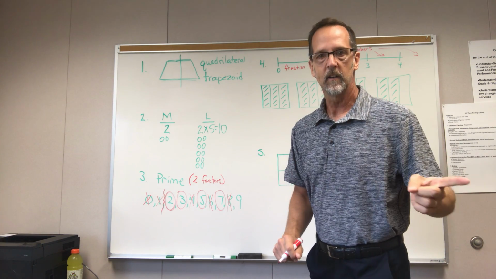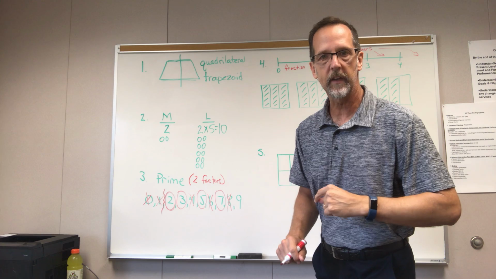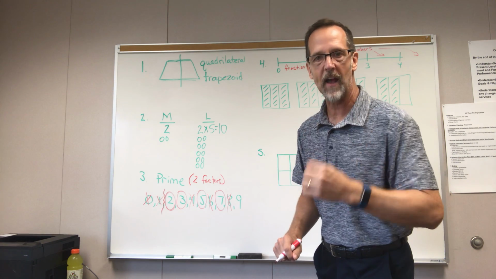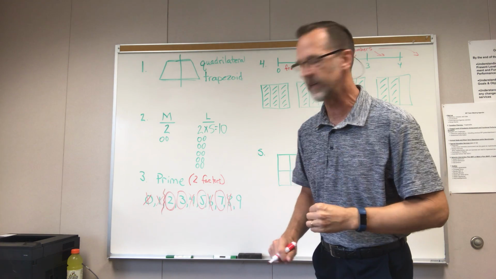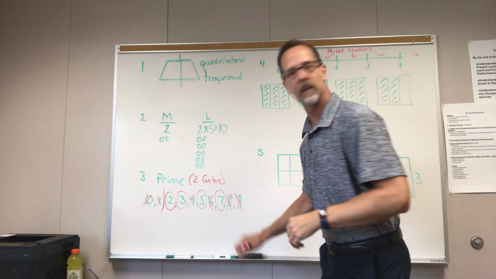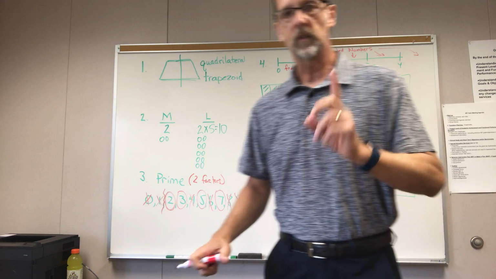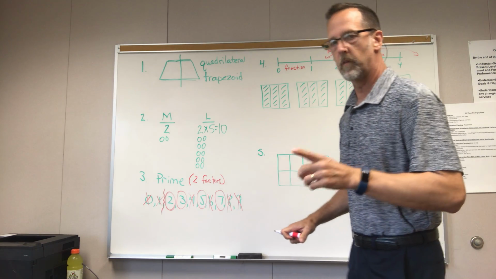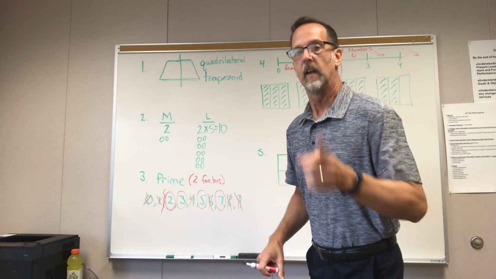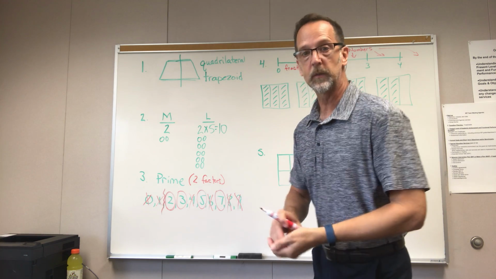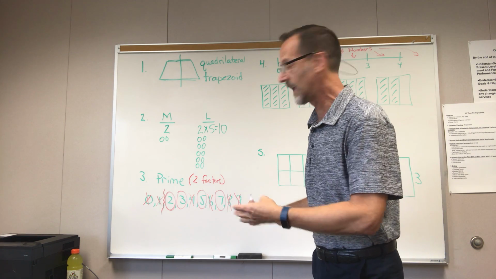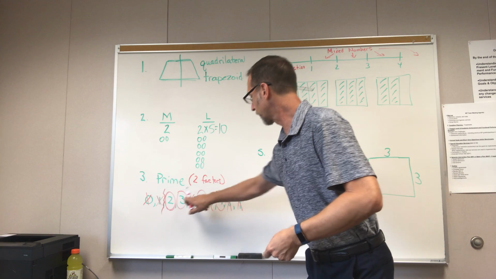Let's go to 9. 1 times 9, 3 times 3. 9 has 3 factors: 1, 9, and 3. 9 is also composite. So you can't just look and say, oh, odd numbers are prime. No, they're not. Some of them are, but many of them are not. All right, so our prime numbers between 2 and 9 are 2, 3, 5, and 7.